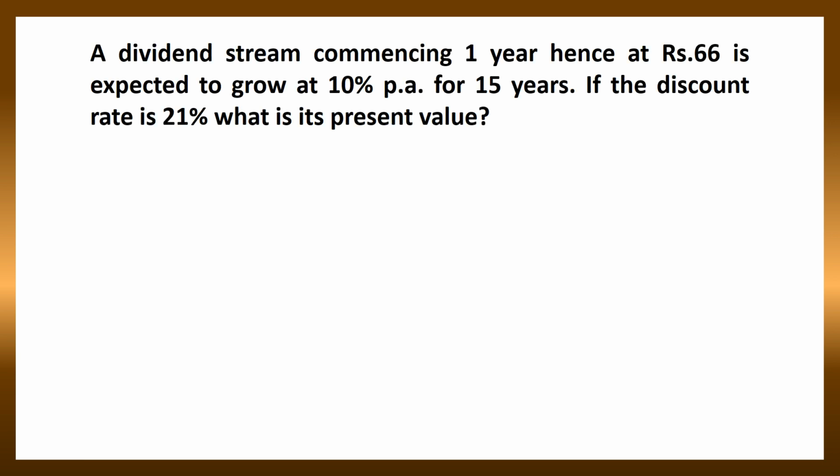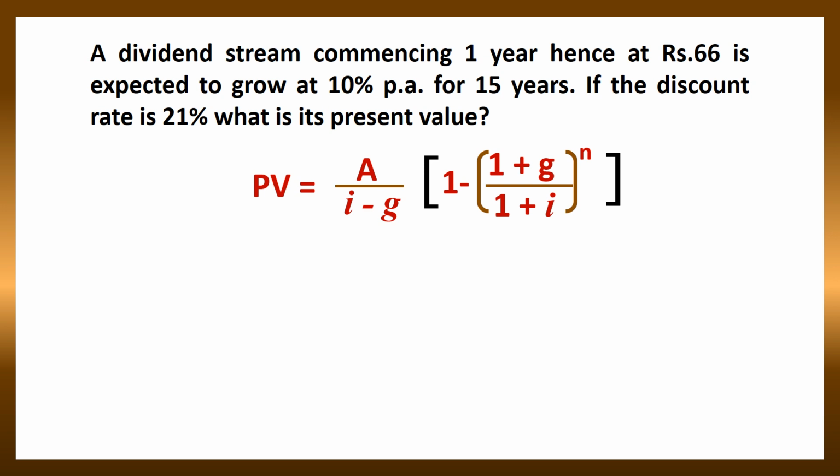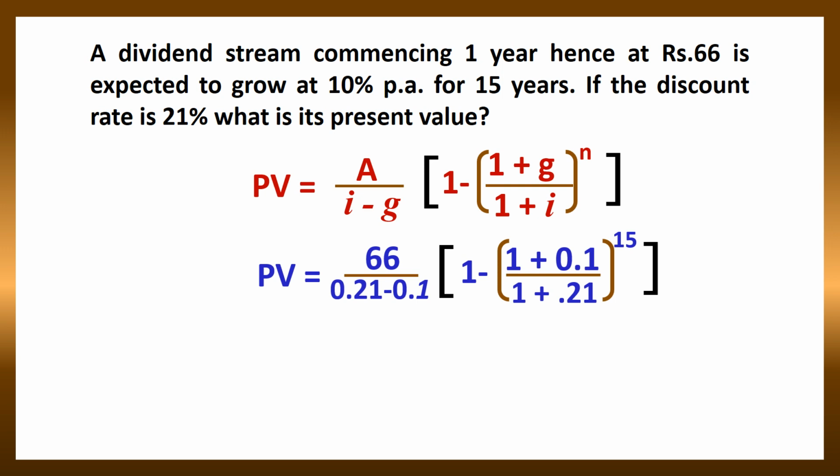Thus, we can understand that it is an annuity that is growing, and the growth percentage is also given. Hence, we can apply the formula to find the present value of a growing annuity. All these values can be put into the formula. It becomes 66 divided by (0.21 - 0.1) into [1 - ((1 + 0.1) / (1 + 0.21))^15]. And hence, the present value of the total cash flows for the 15 years is 456.37.